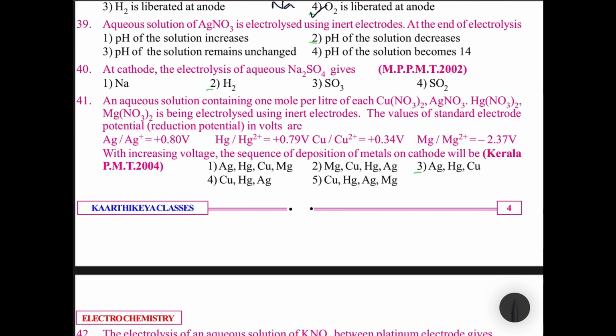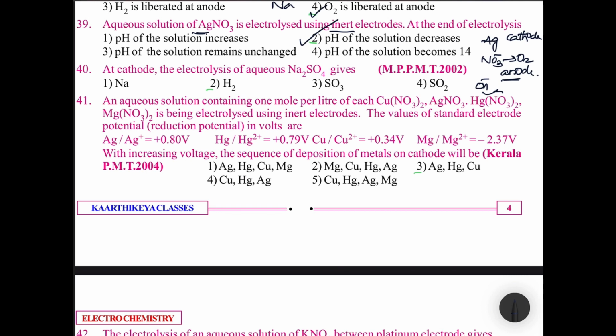Aqueous solution of AgNO3 is electrolyzed using inert electrodes. Fine, very good. At the end of electrolysis, silver nitrate means silver is going to deposit at cathode. Nitrate is not going, it is OH minus giving you oxygen at anode. So option C. Aqueous solution we are saying. When you are using aqueous solution, pH of the solution is going to decrease because OH minus is going to be consumed here. Oxygen is coming means the OH minus ions are going to be consumed. So base concentration decreases, so H plus concentration increases. That means pH is going to be decreasing.